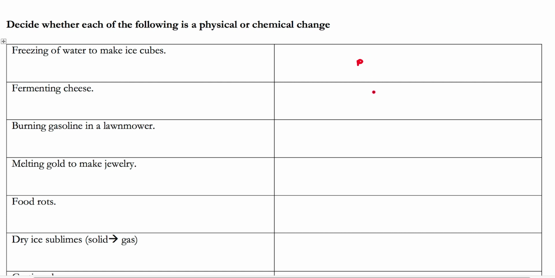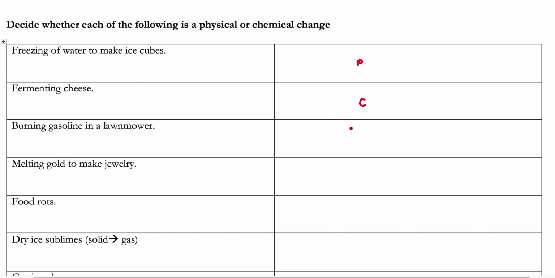For the next one, fermenting cheese. The cheese that is fermented is going to be chemically different than the cheese you started with, thank you to bacteria. And you cannot get the original cheese back, which if you like something like blue cheese is a good thing. So this is going to be a chemical change.